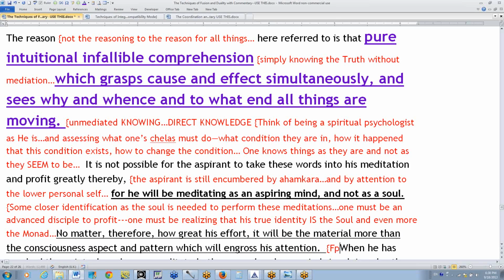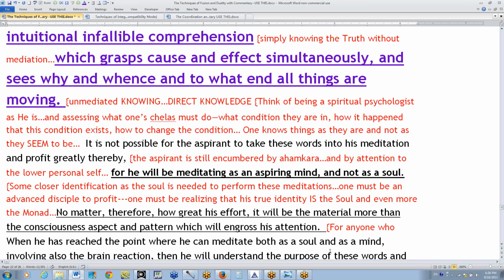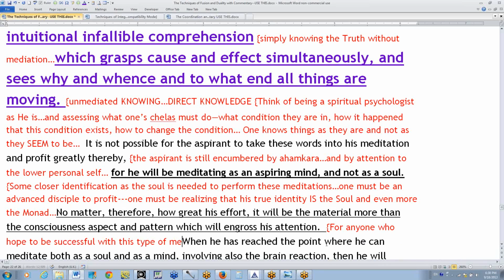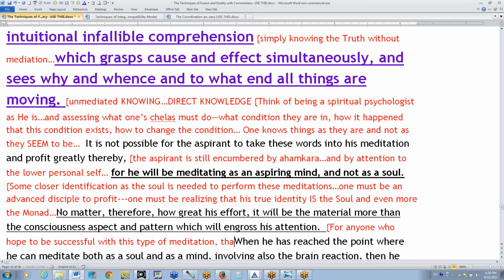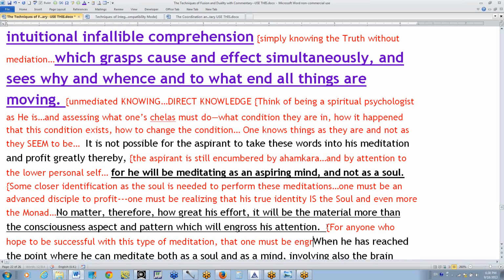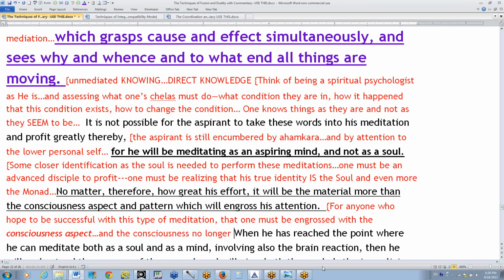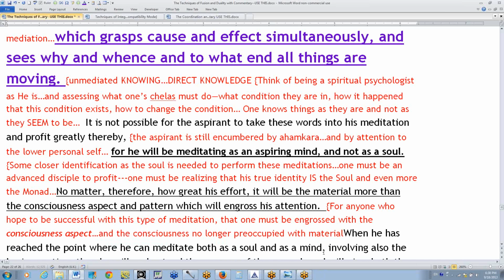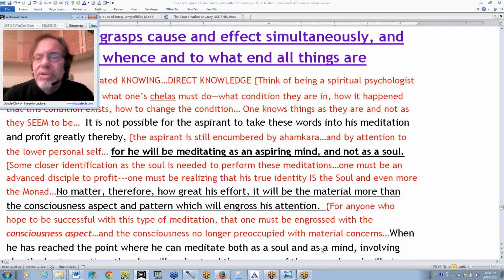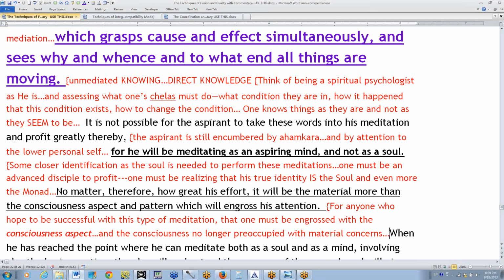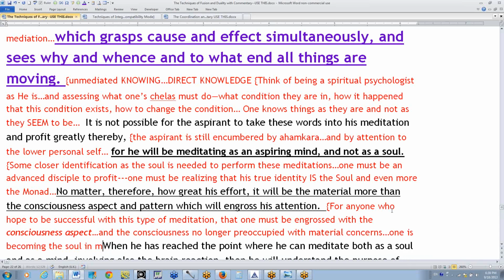Really, that for anyone who hopes to be successful with this type of meditation, one must be engrossed with the consciousness aspect, and the consciousness no longer preoccupied with material concerns. So really, this is a soul type of meditation. One is seeking to meditate as the soul meditates. One is entering contemplation. One is merging one's normal meditation with that of the soul. One is becoming the soul in meditation.